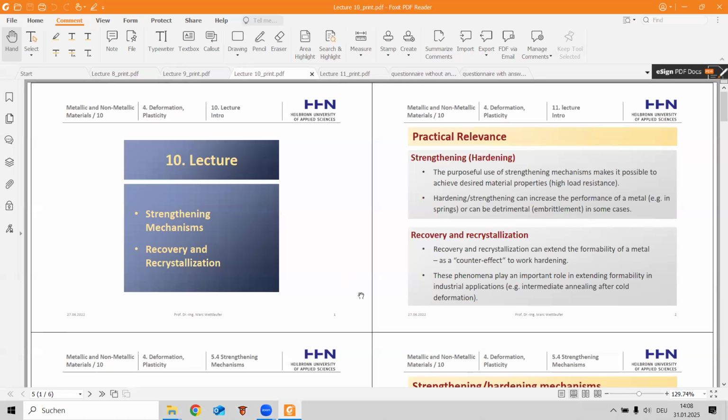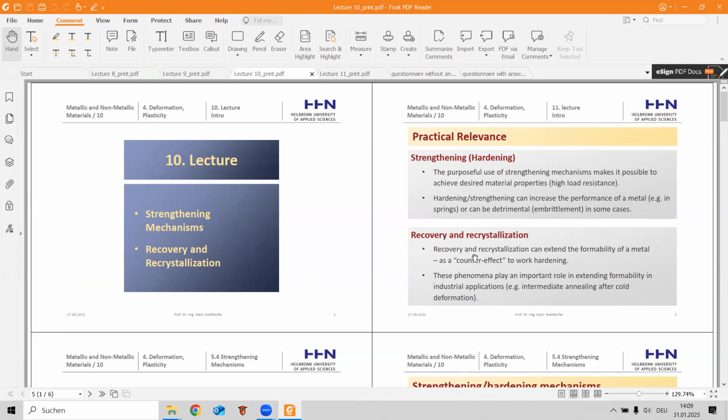Then, strengthening mechanisms, recovery and recrystallization. Strengthening or hardening. The purposeful use makes it possible to achieve these material properties, such as resistance. In the case of the performance of metal, for instance springs, it can be beneficial, but can be detrimental, causing embrittlement in some cases.